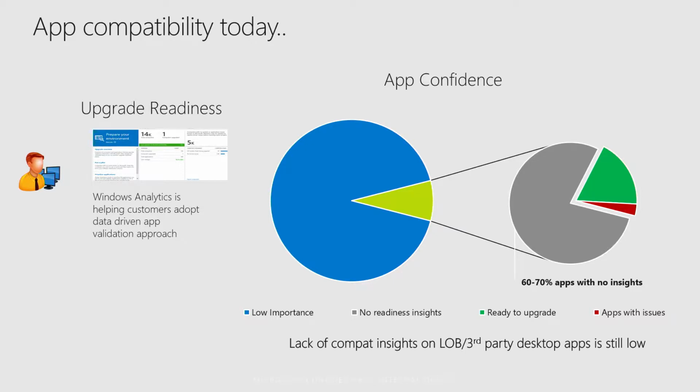Now, even after adopting this data-driven app validation approach, we're seeing from our data that around 60 to 70% of apps have no readiness insights. This is happening because most of those applications are line of business applications or third-party applications which Microsoft has never heard of, and that's why we don't have a compatibility story for you. We also spoke to a lot of our customers who are already on Windows Analytics, and this has been a challenge they have talked to us about all the time. Today we have some exciting stuff to showcase on how you can deal with this challenge.